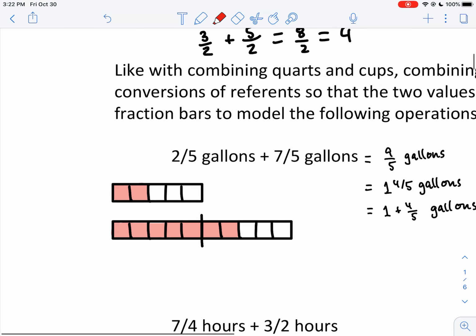Okay. And maybe I could do different colors. Oops, wrong thing here. All right, there's the 2/5, and we're going to add that to the 7/5. I'm just going to move those 2/5 right here.